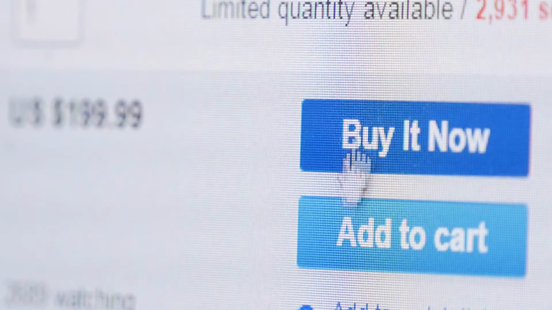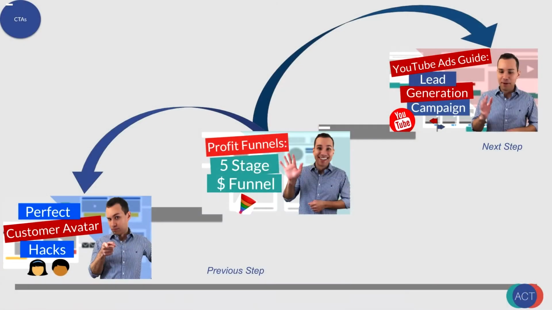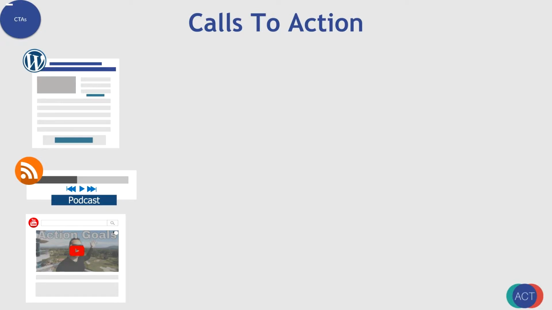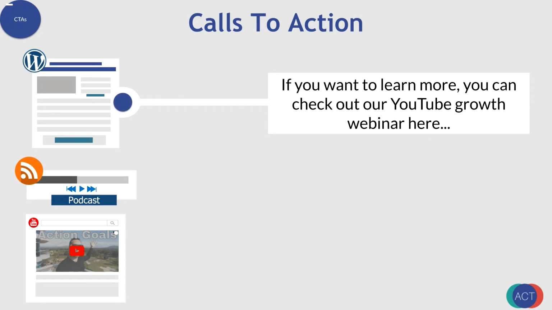So when it comes to calls to action, there are 2 very simple ways you can do it, whether you're doing a video, a podcast, or even a blog post. And that is simply at the end of the piece of content, offer a next step, offer something more. Here's a quick example of what we could do at the end of a YouTube video that's talking about how to grow a YouTube channel. We can say, if you want to learn more, you can check out our YouTube growth webinar here. And then you'd simply link in the description to your webinar or your landing page, and they're off to the races into your sales process.